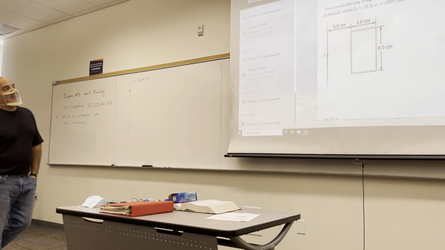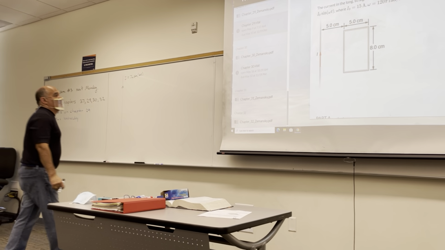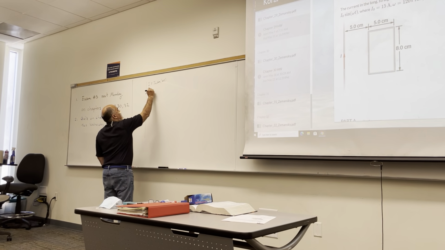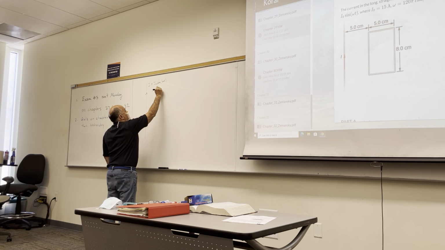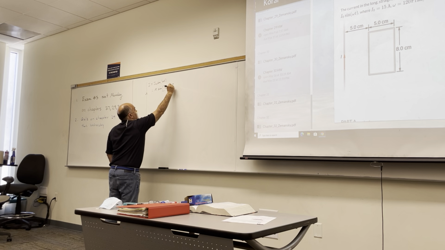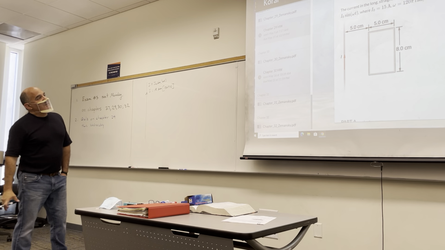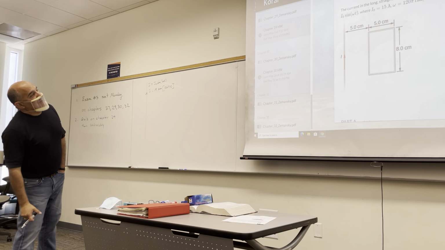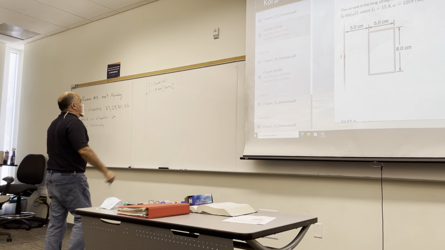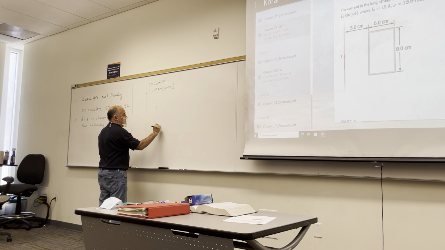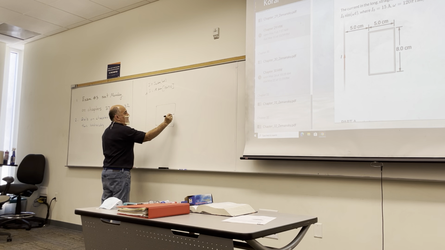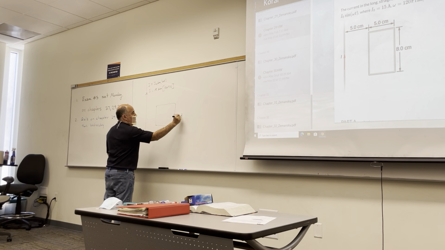The current amplitude is 15 amps and the angular frequency is 120 pi radians per second. So this is 15 amps times the sine of 120 pi t. Right? And the resistance of the loop is 2 ohms. So that's the resistance of the loop that's over here. If you like, let's put a resistor like that, and that's 2 ohms.